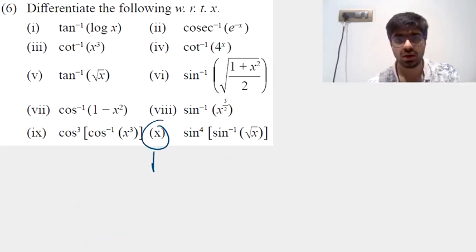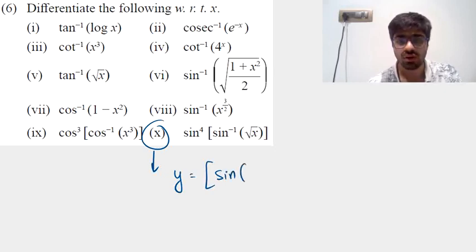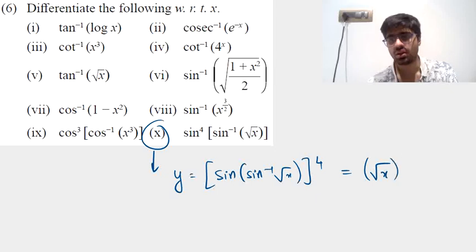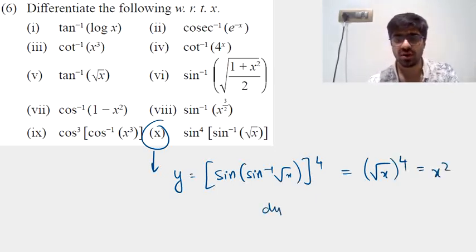Continue with the 10th one. It's the same thing. So again, I will say y is sine of sine inverse root x the whole power 4. So this is going to be sine of sine inverse root x, that will be root x the whole power 4. Root x power 4 is going to be x square. So dy by dx is going to be equal to 2x.